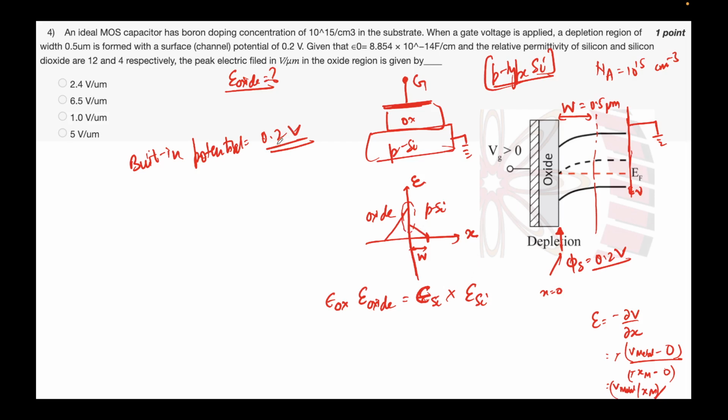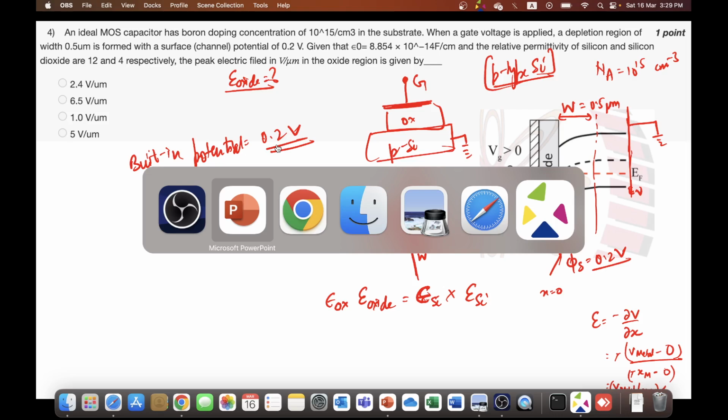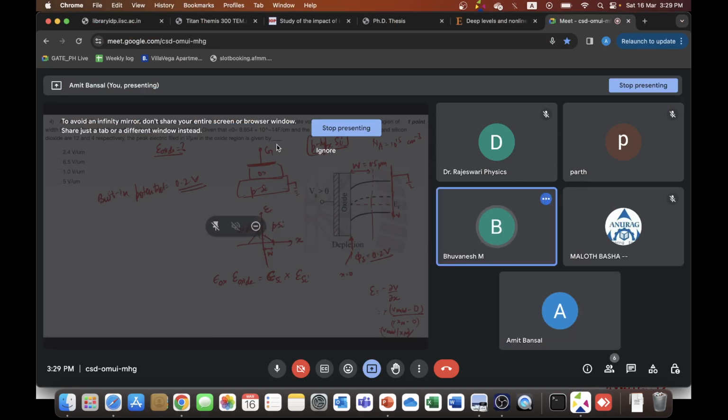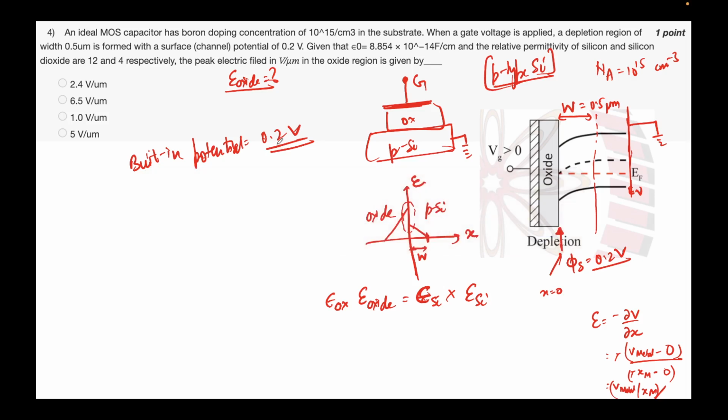Does that answer your query, whether it's positive or negative, the magnitude of the electric field? Does that answer your question? Whoever had asked? Yes, I answered. Correct, sir. Thank you. Okay, fine. Thank you for asking.